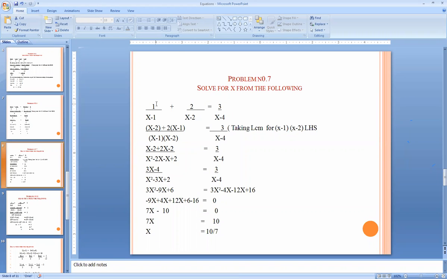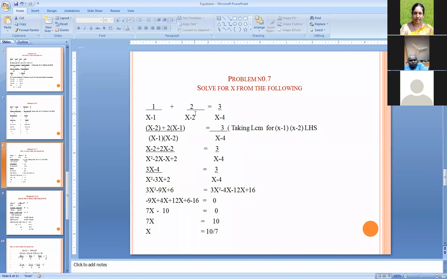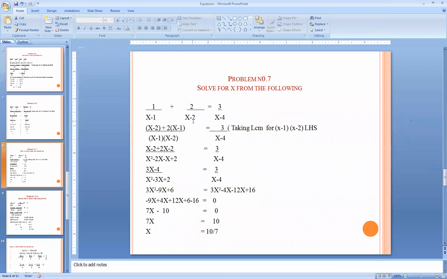This x minus 2 should be multiplied with 1. Again, when you are going to cancel this x minus 2, x minus 2 and x minus 2 here get cancelled, which means the remaining thing will be x minus 1, that has to be multiplied with 2. So this is how you have to calculate or divide. Or simply, you can go for cross multiplication with the denominator value. This 2 should be multiplied with x minus 1 is equal to 3 divided by x minus 4.